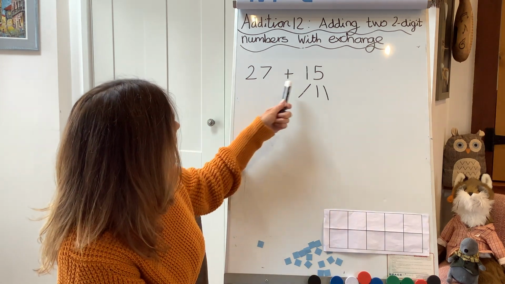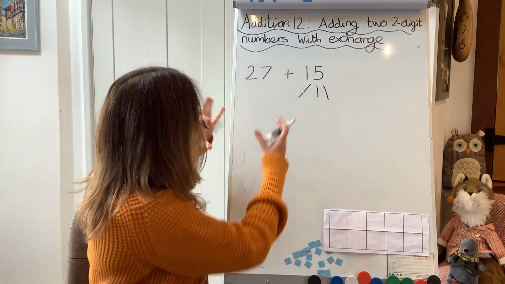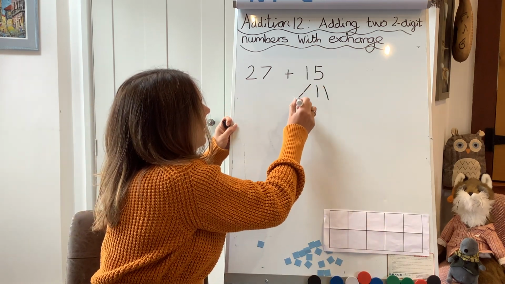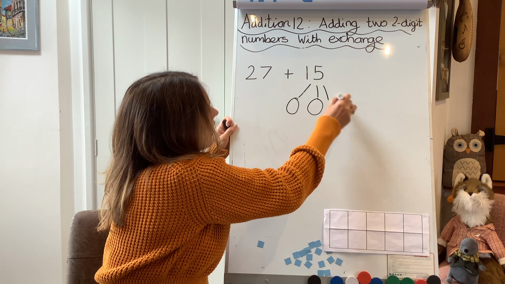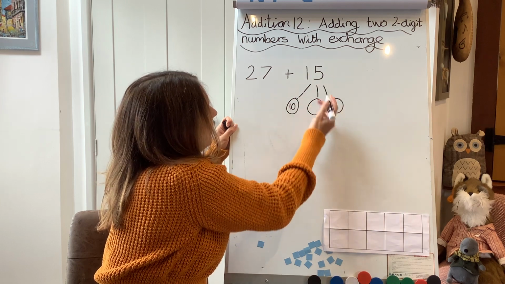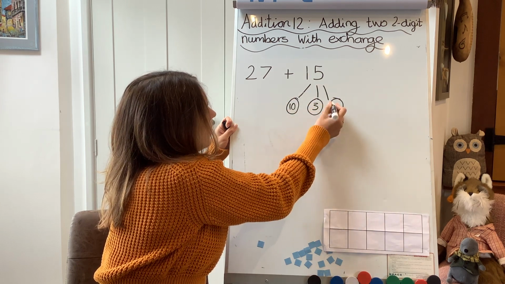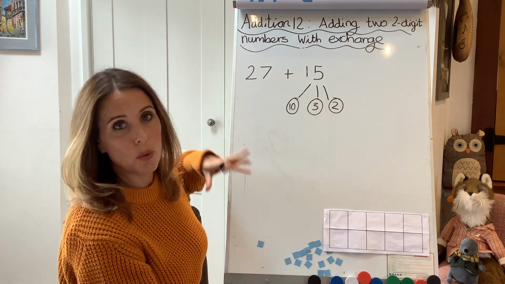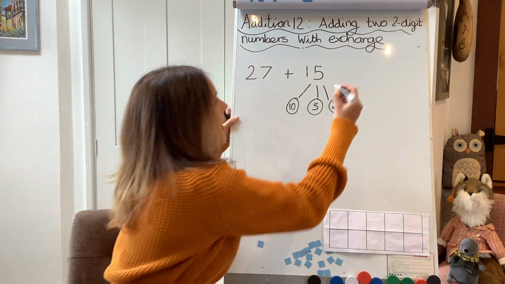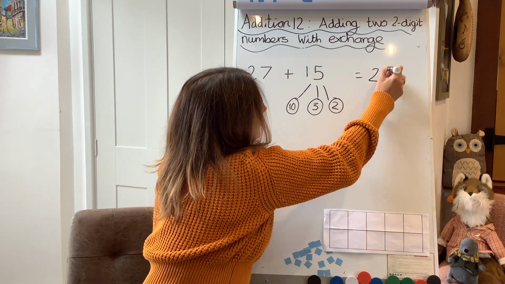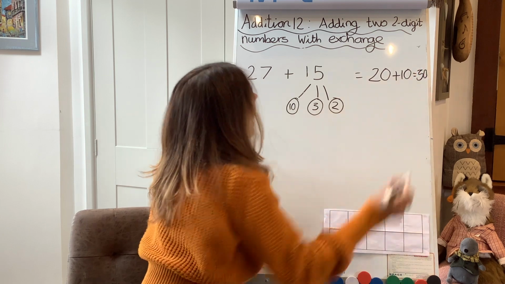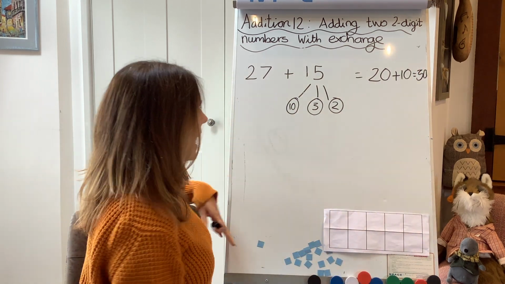So 27 add 15. What I would do to do this mentally, I would partition 15 into 3 parts. I'd have 10 and I'd split the 5 into 3 and 2. So I've got 10 because I can easily put 10 onto 20. 20 and 10 makes 30. And I'm left with my 5 to add on.